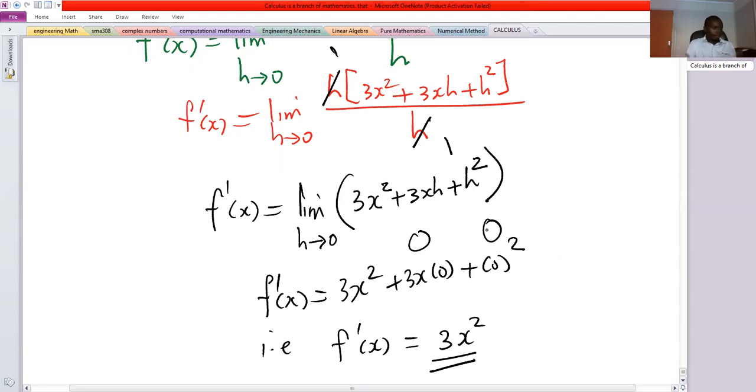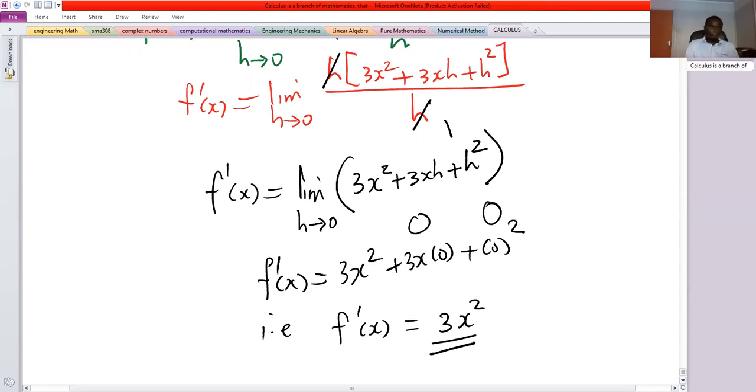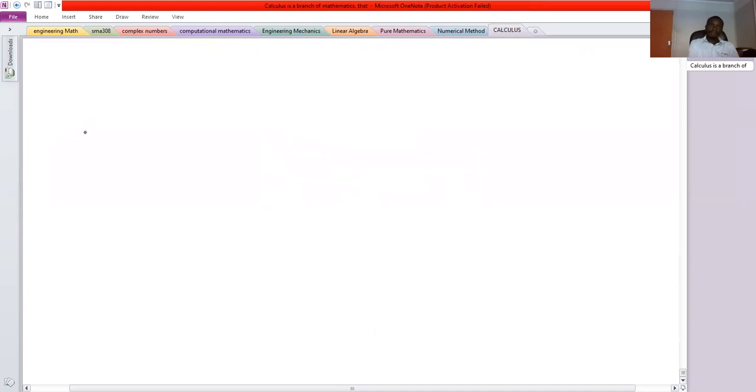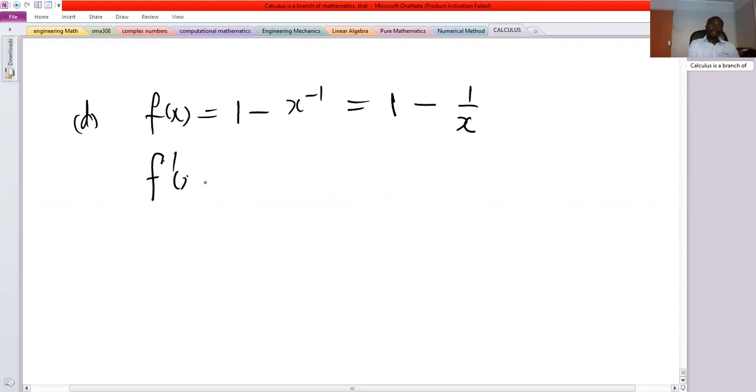And then the next one, D, we have f of x equals 1 minus x to the power negative 1. So this can as well be written as 1 minus 1 over x. So f prime of x is the limit as h approaches 0 of f of x plus h minus f of x divided by h.